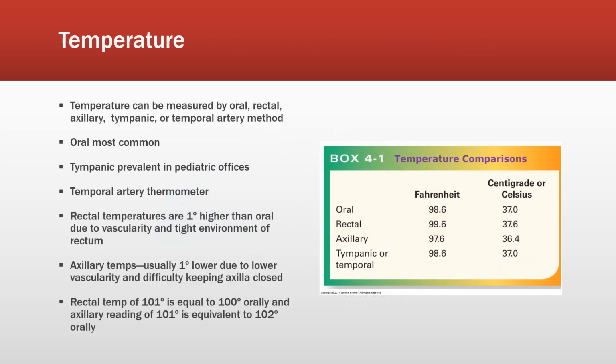We're looking at temperature. There are different ways that we can measure it. Oral is the most common, so that's where we think of the average temperature as being taken orally, so that's 98.6. Your oral, your tympanic, and your temporal are all going to be normal at 98.6. They all are relative to one another. Tympanic is in your ear, and the temporal is a scan across the forehead.